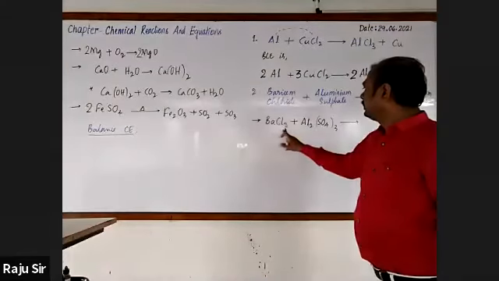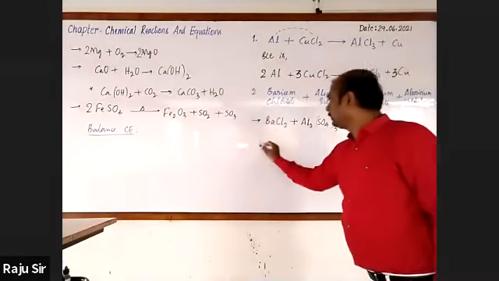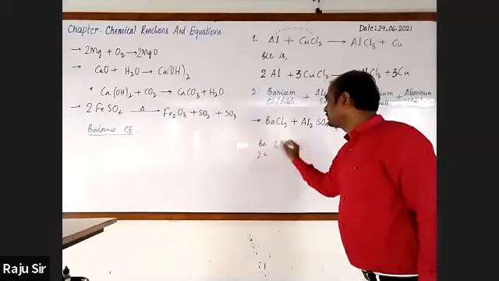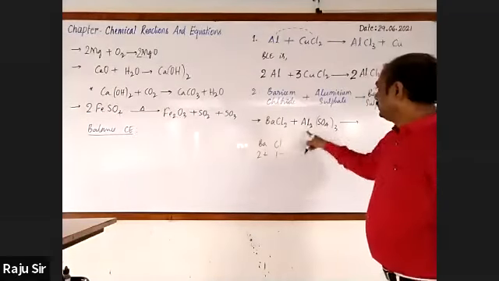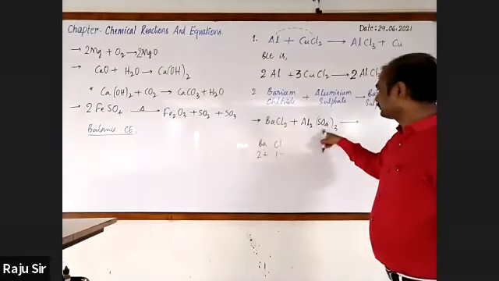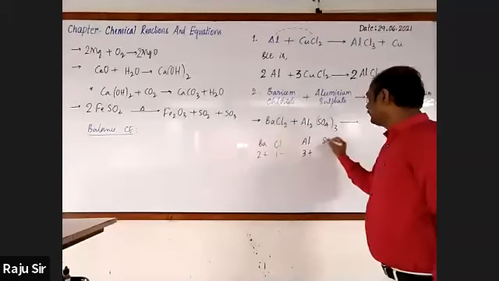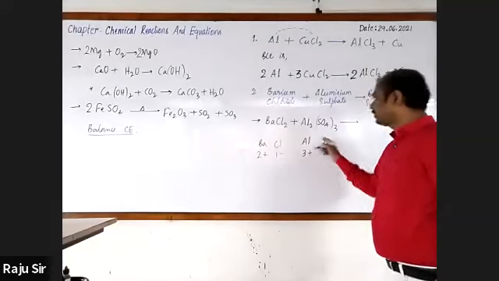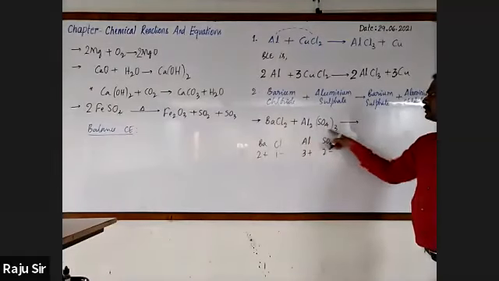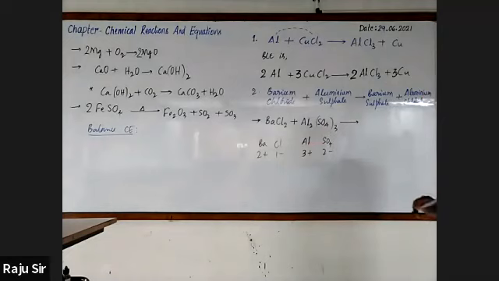Here, if you come across barium chloride, it will be Ba2+ and Cl1-. Here, aluminum sulfate: aluminum Al3+ and sulfate SO4 2-. Crossing over charges, it will be Al2(SO4)3.